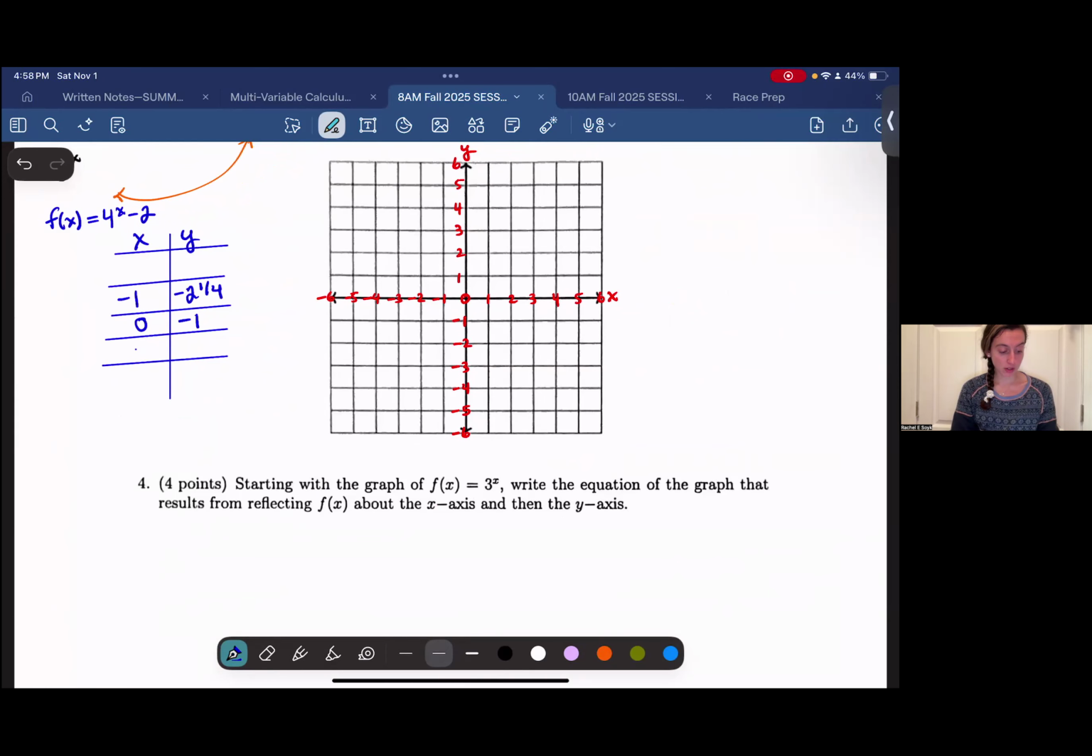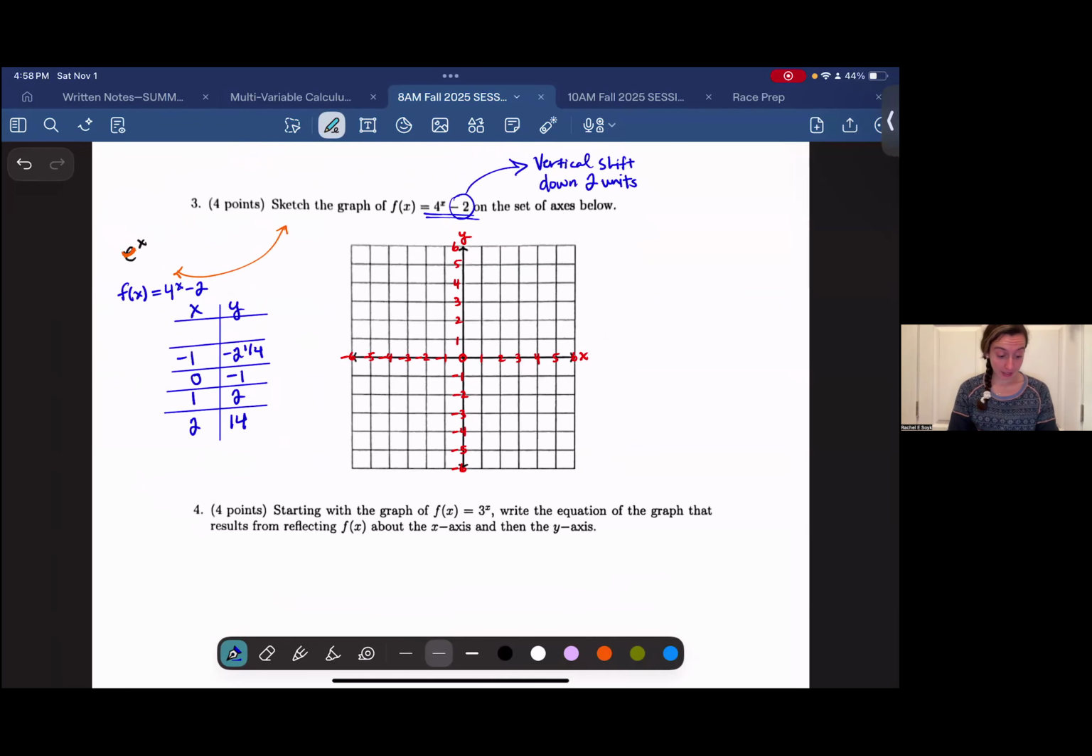If we plug in 1, we get 4 to the first, which is 4, and then 4 minus 2 is 2. And then if we plug in 2, 4 squared is 16. 16 minus 2 is 14. We won't be able to put that on the graph because it's too far off.